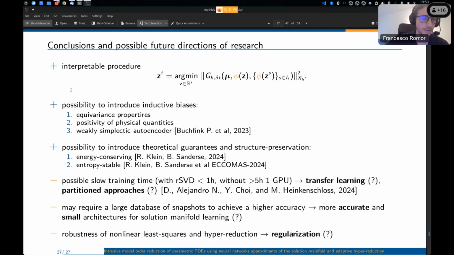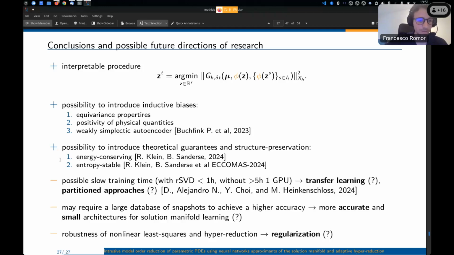But at the same time, as in data-driven methods that use, for example, autoencoders, you can introduce additional inductive biases. So you can add some covariance properties in your network, or you could also add positivity of physical quantities. For example, if you have a density in your state space, you can keep this constraint, for example, with the Rayleigh activation function, or also impose other constraints like a weakly symplectic autoencoder. One additional theoretical guarantee that you can add with this methodology with respect to data-driven methodologies is the possibility to introduce structure preservation. With this formulation, you could also try to implement additional constraints, because every time you don't only evaluate a network, but you also minimize by solving a linear least squares problem. So you may want to try adding an energy-conserving property or an entropy-stable property for nonlinear conservation laws.